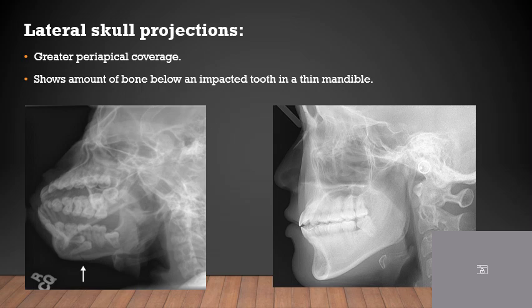It has a greater periapical coverage and shows the amount of bone below the impacted tooth in a true mandible. In most of the conditions, since it is given in certain angulations, the lateral skull view can be a straight lateral view or a lateral cephalogram, or you can have a downward view, that is a lateral oblique view, which can be seen in the first picture, where you can appreciate the length of the tooth and the impaction of the tooth can also be appreciated.